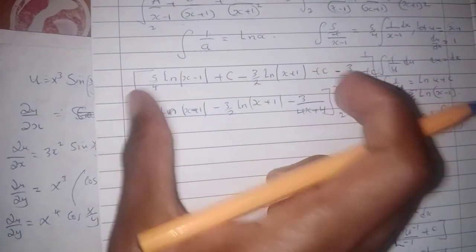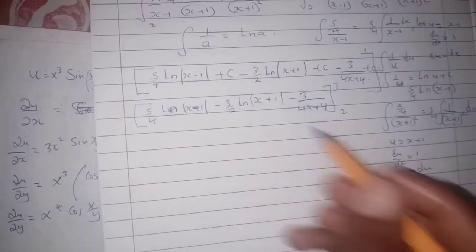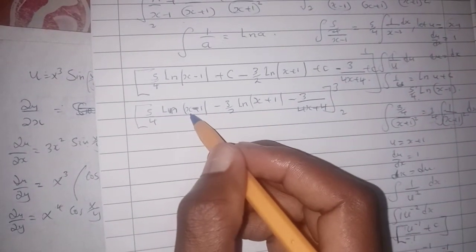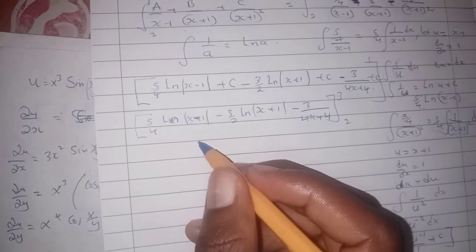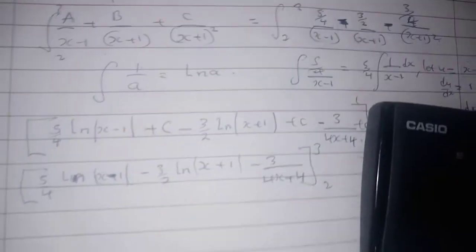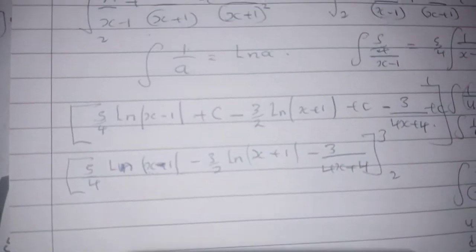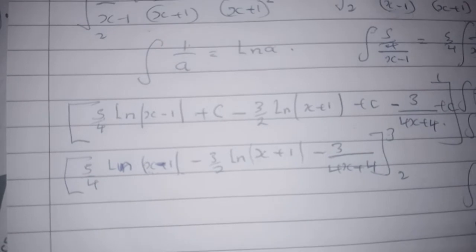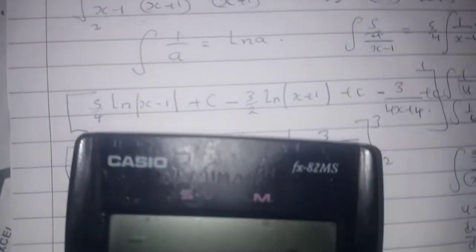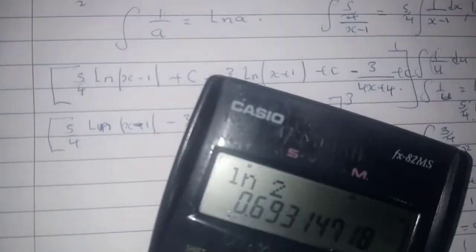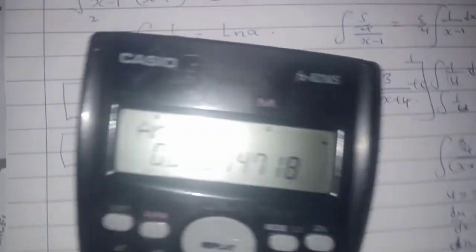So substitute with 3, then substitute with 2, then take the upper limit minus the lower limit function. So substitute with 3. So 3 minus 1 is 2. So natural log of 2, we can use our calculator. Now, let's substitute with 3. So our first fraction, 3 minus 1 is 2. So we just key in natural log of 2 equals 0.6. Then multiply by 5 over 4.